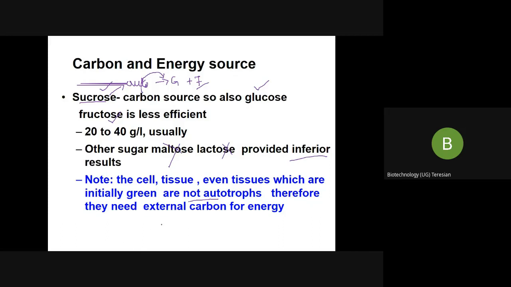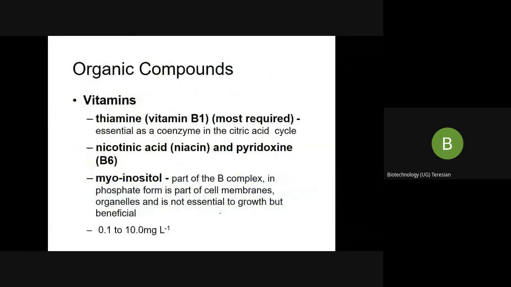So you have to provide carbon and energy to them. Only after the plantlet starts developing, after cell division has started and it begins to produce different tissues or organs, only then will it try to become autotrophic. Otherwise, they are not autotrophic. Therefore, it is up to us to provide all the carbon sources. Now we have spoken about our inorganic components, then the carbon and energy sources. Next we'll be speaking about the organic supplements.